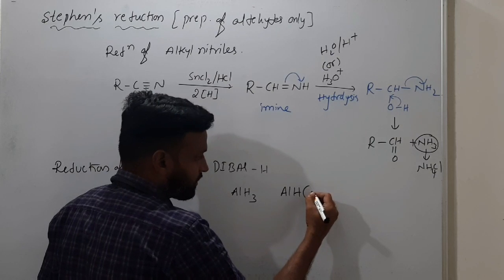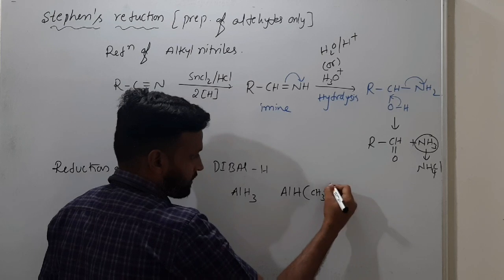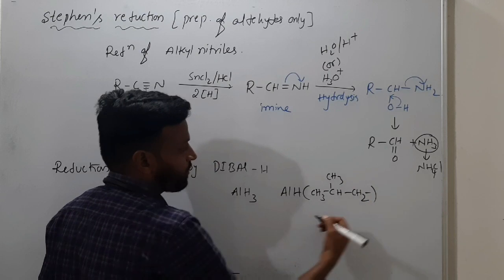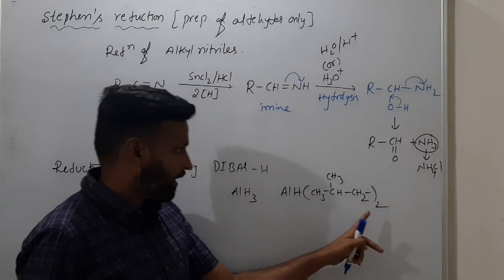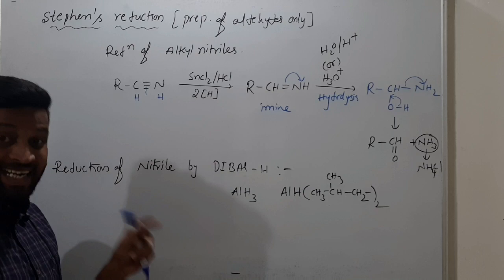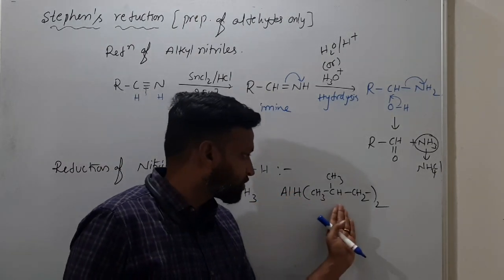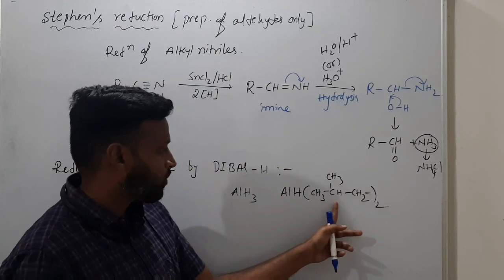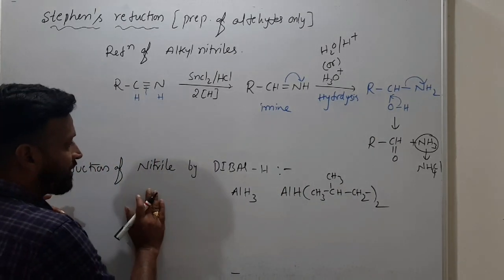isobutyl. Do you know what isobutyl means? Like this, CH3 and CH3 and CH2. This is isobutyl. So this kind, how many? Two times. Diisobutyl aluminium hydride. Clarity you must have. If they give an abbreviation, you may think what is this? That's why I gave diisobutyl aluminium hydride.